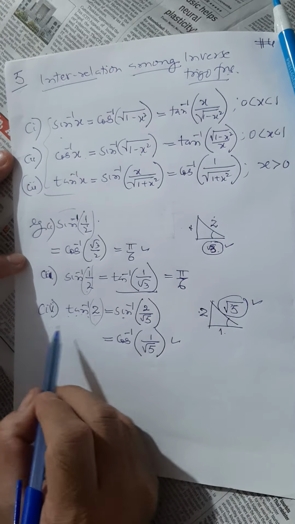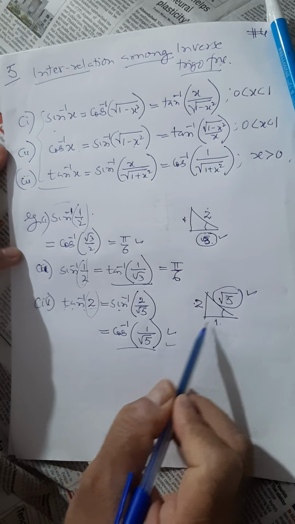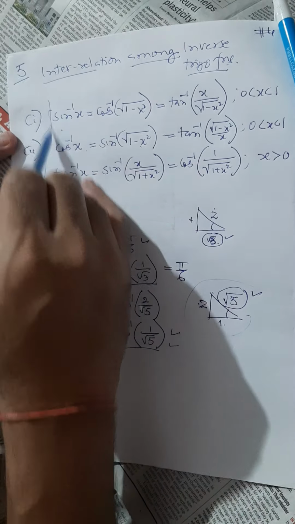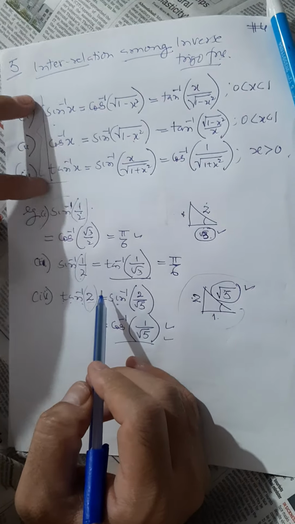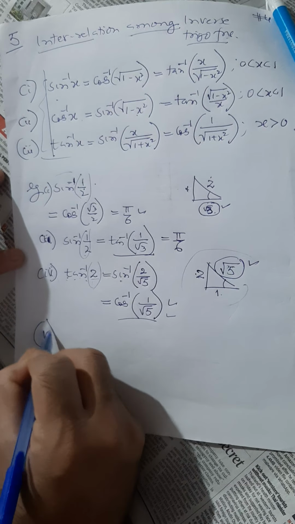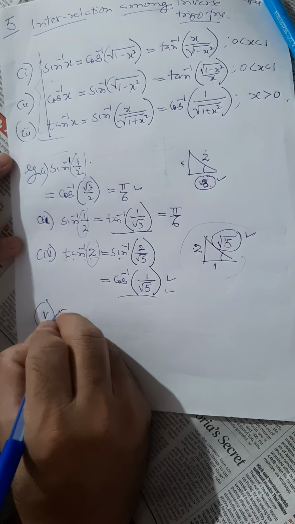So that way you can convert a given trigonometric function into any other trigonometric function with the help of a right angle triangle. No need to memorize these results. This is simply based on this result only. One more I'll take. Suppose I want to evaluate this.